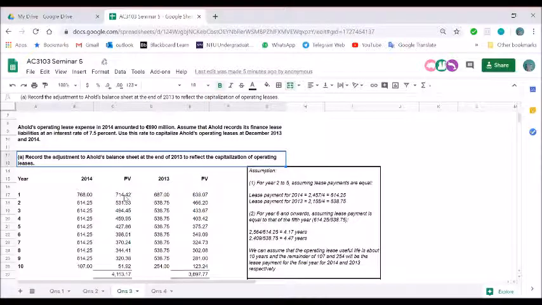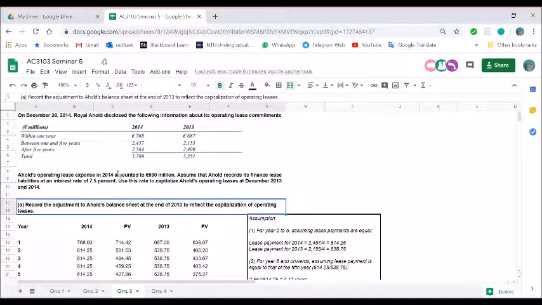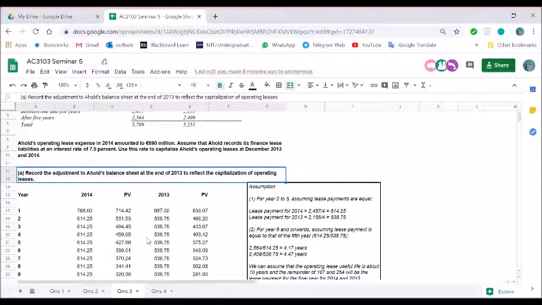So to find the present value, we get the value of 768, which is within 1 year, divided by 1.075, which is the interest rate plus 1. And therefore this gives us a value of 714.42.